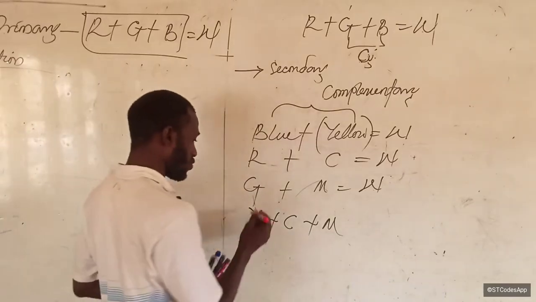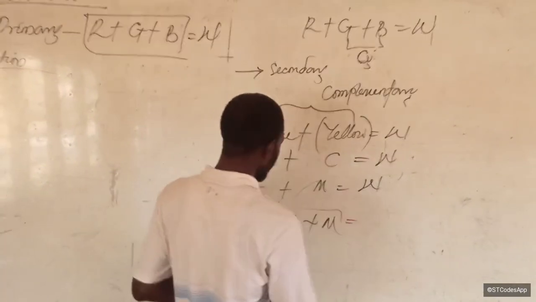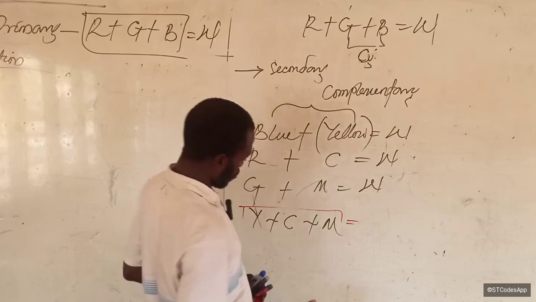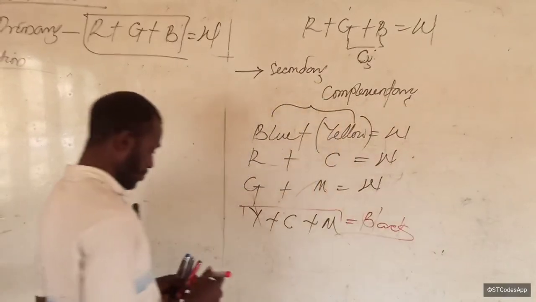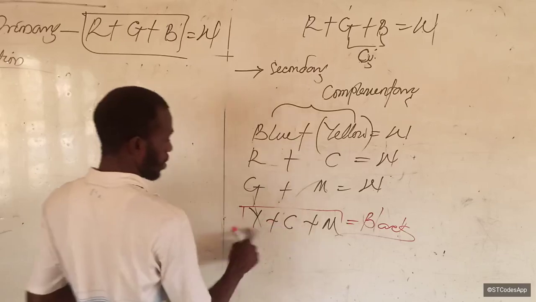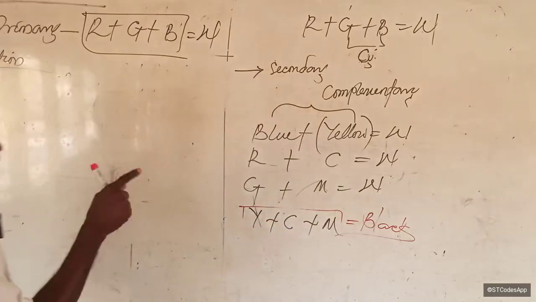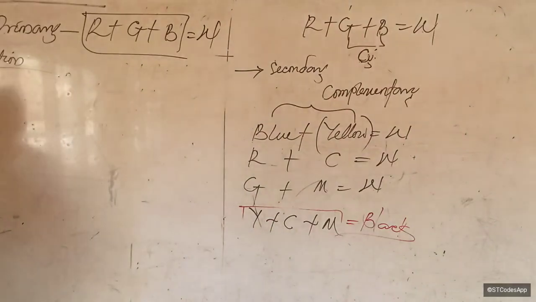All right. But what if you combine the three secondary colors? You should get black. You will get black. So that's about that. Three secondary colors give black.